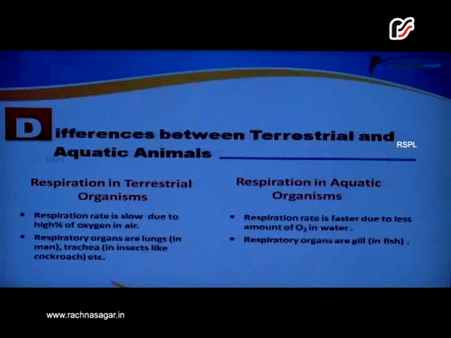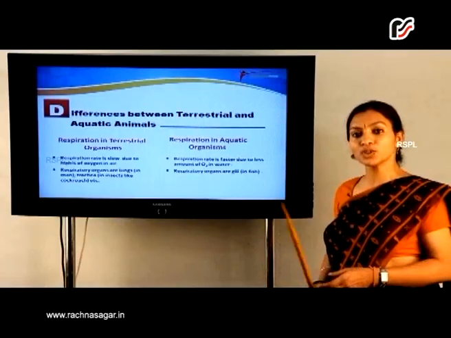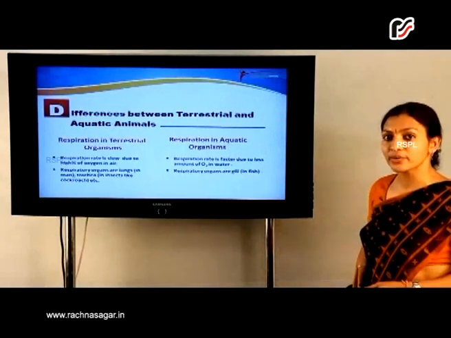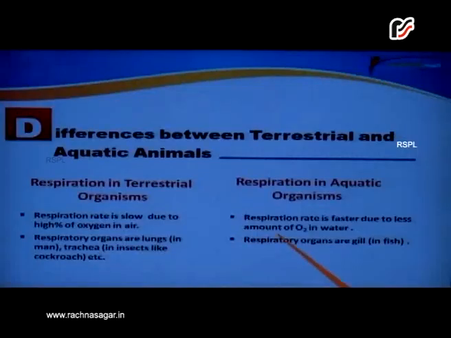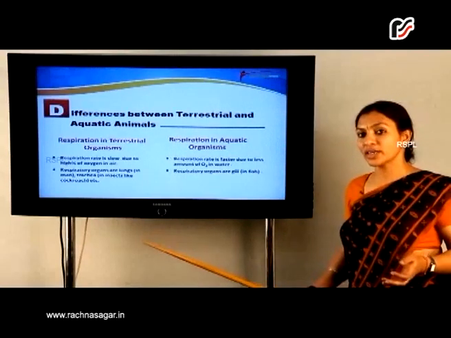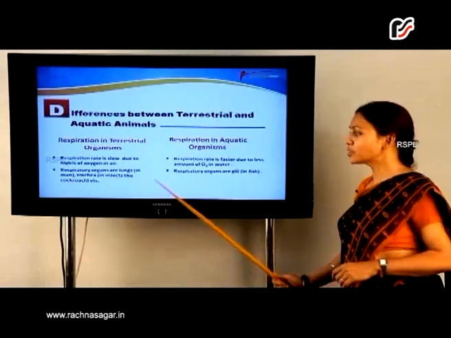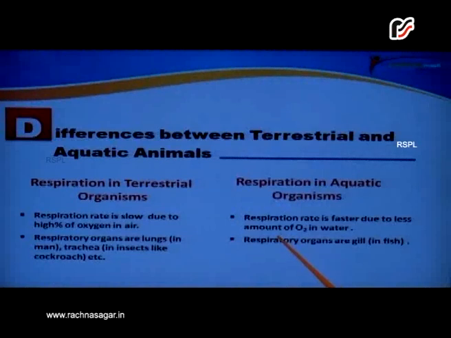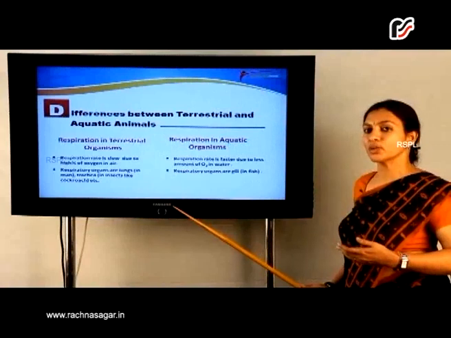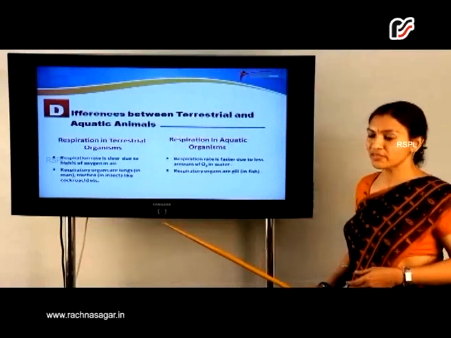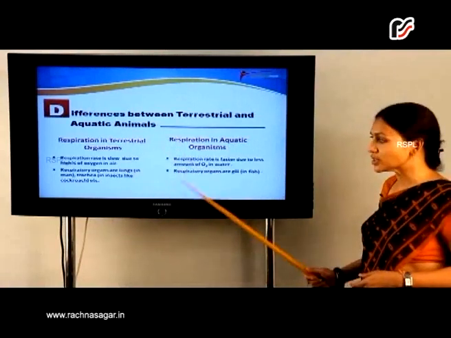In terrestrial organisms, the respiration rate is slow. Why? Due to the higher percentage of oxygen in the air. But many a times we have observed fish in aquaria or in natural habitats, and their breathing rate is faster. Why so? Because the oxygen in water is fairly low. So they have to fulfill the oxygen requirement, and for that, they have to respire faster. So this is one of the differences.